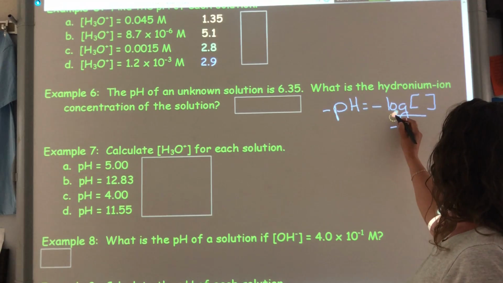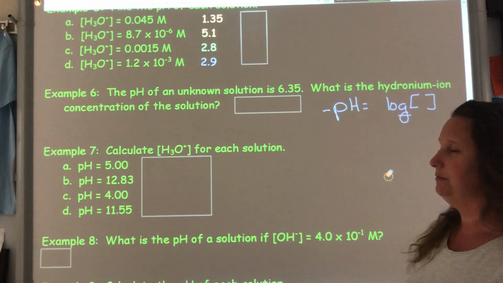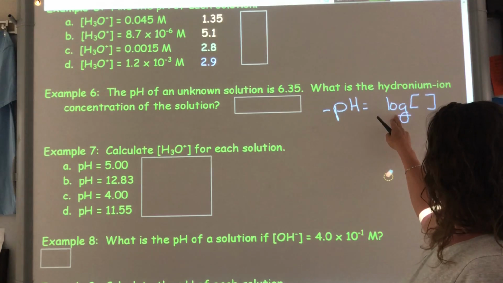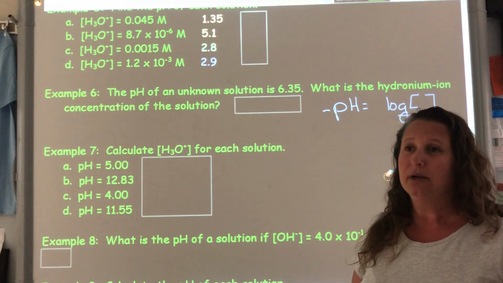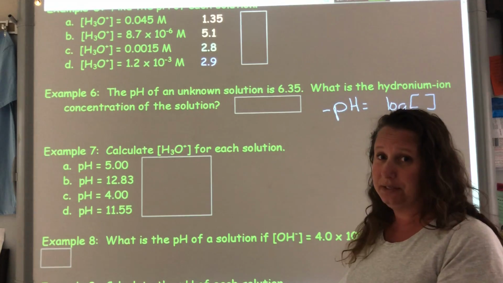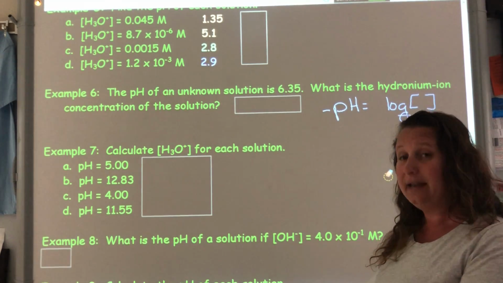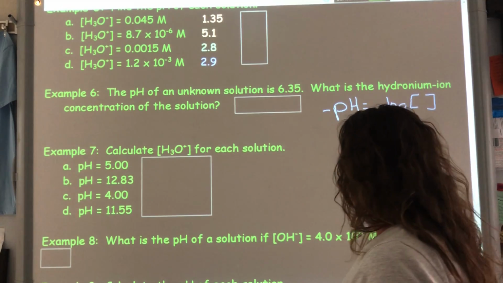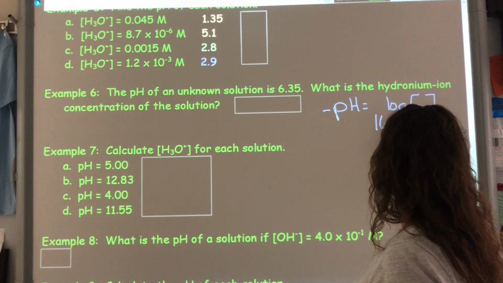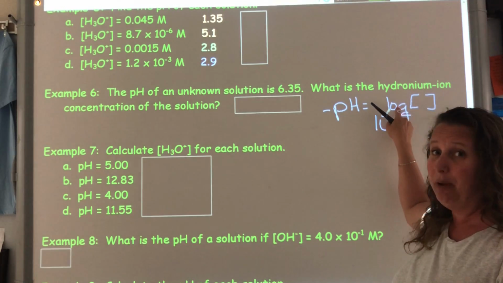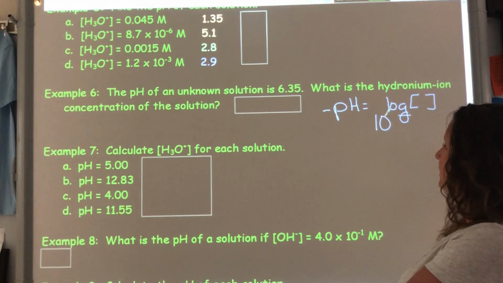Okay, so I'm just going to erase this. We've gotten rid of the negative sign. So now to get rid of log on this side, we can't simply divide by log because division is not the opposite of the log function. It's the inverse or the anti-log, right? So what that looks like instead is if we take 10 and raise it to the power of log of something. That's how we get rid of it.